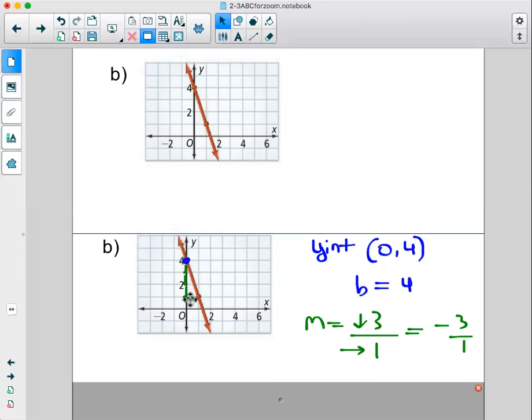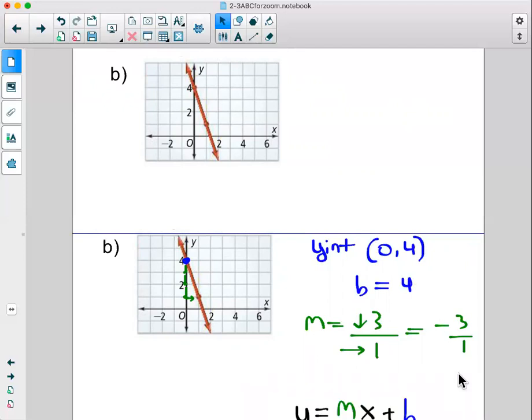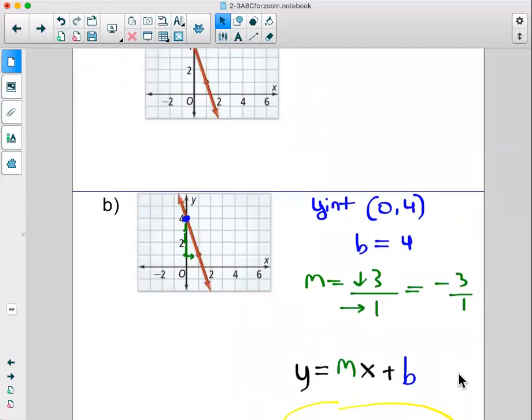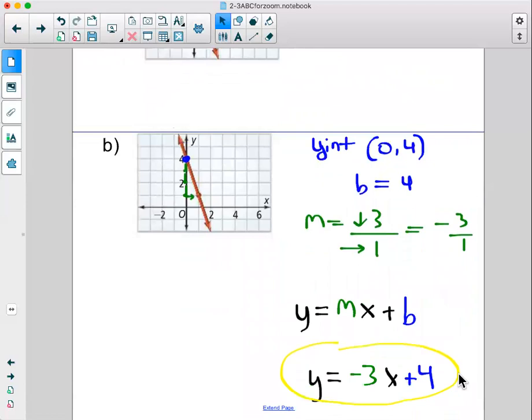Going down is -3, that's my rise, my change in my y values, and to the right 1, that's a +1. On the denominator, that's my change in the x values, comparing these 2 points. And now that I know b and m, I can figure out y equals mx plus b, and so I can plug those numbers in and I have my equation of the line.